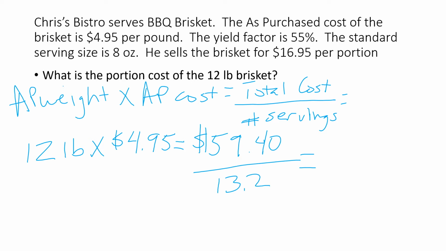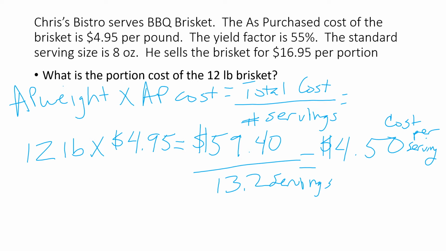There's another way to do it where you can use that yield factor, but I don't want to do that right now. I want you guys to get the basics of this to get started. So what's 59.40 divided by 13.2 servings? It's $4.50. That is our cost per serving. Our cost per serving is $4.50. Okay, we're good so far. Any questions? All right, moving along.